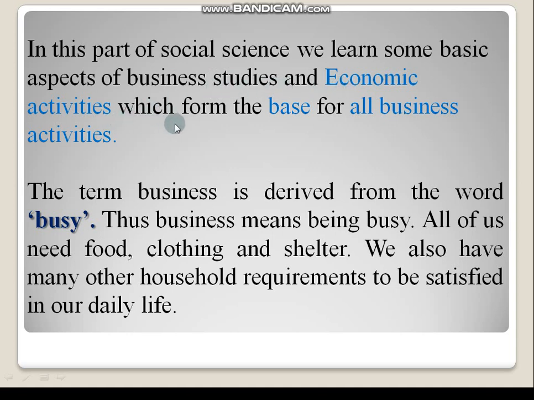Economic activities form the base for all business activities. Which is the base for business activities? Economic activities.